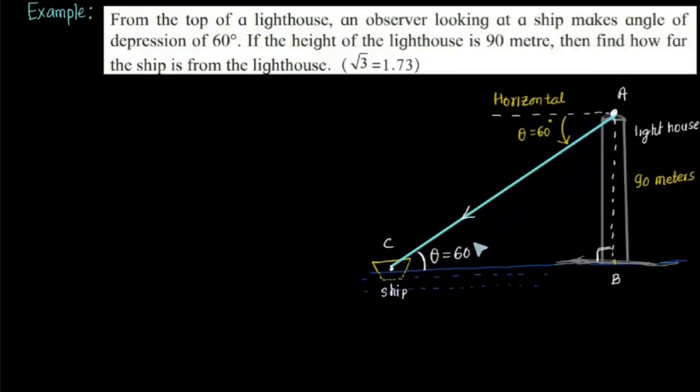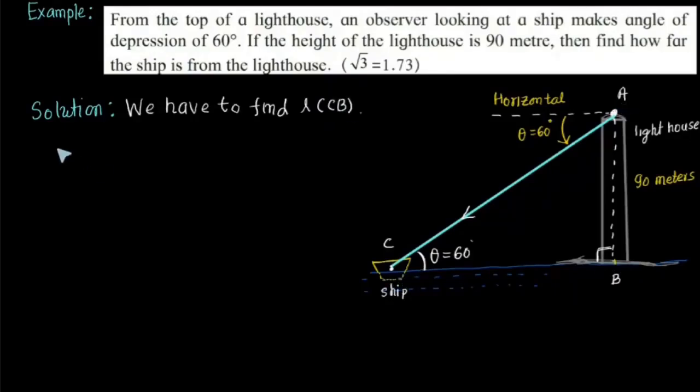These are the adjacent angles. Since the angle of depression is 60 degrees, this angle is also going to be 60 degrees. So we have to find how far the ship is from the lighthouse. That means we have to find the length CB. Length CB we have to calculate. So considering triangle ABC, we will apply the trigonometric ratio, that is tan theta or tan of the angle.